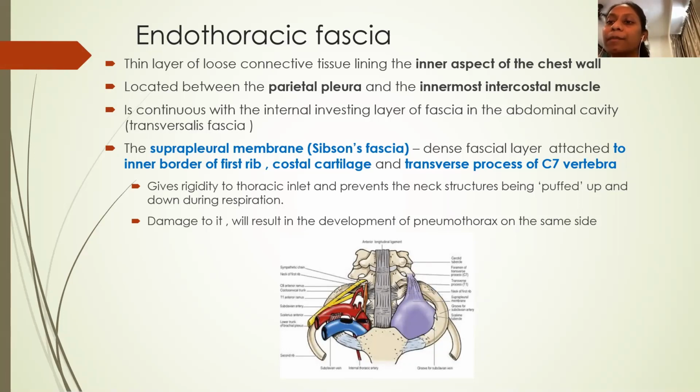The suprapleural membrane, also known as Sibson's fascia, is a dense fascial layer which is attached to the inner border of the first rib, to the costal cartilage and the transverse process of C7. In this photo, Sibson's fascia is the one in purple. What is important about this fascia is that it gives rigidity to the thoracic inlet and prevents the neck structures from being pushed up and down during respiration. This fascia can be damaged or injured during neck surgery, which will result in the development of pneumothorax on the same side.